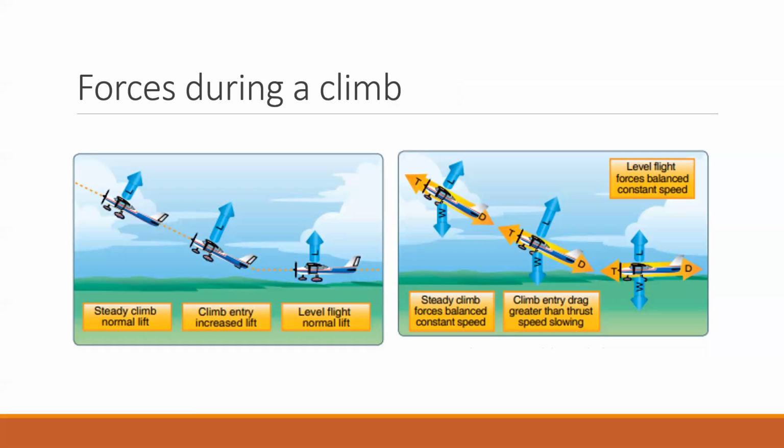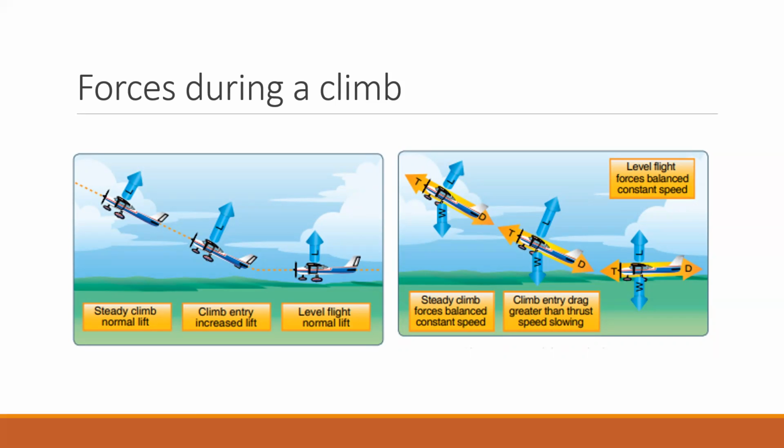Next, we're going to talk about some forces during climbs and descents. I don't really have any text for these, but I'm just going to go through them with these pictures. During straight and level flight, like we were just talking about, you have the vertical component of lift counteracting the weight vector. Those should be equal, and that tells us that the aircraft is not accelerating, and it's just flying through the air normally.